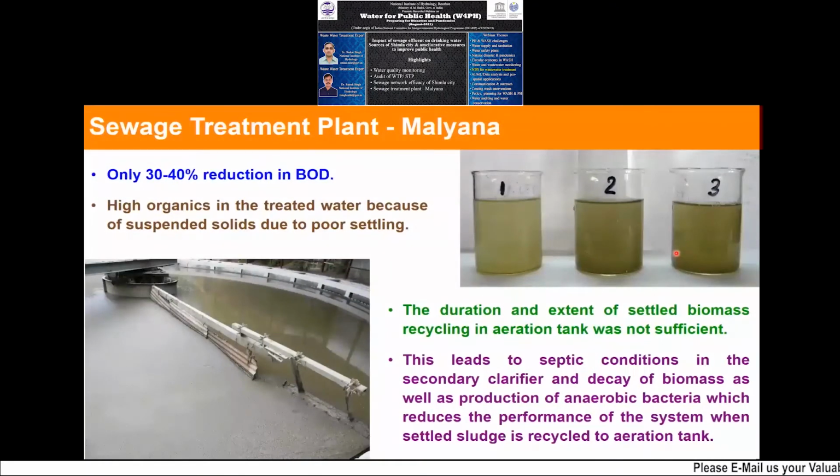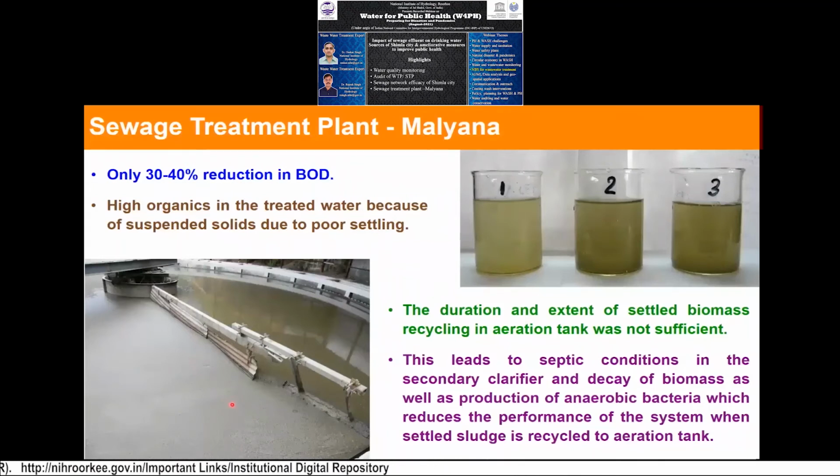So, coming to the results, we found that only 30 to 40% reduction in BOD is taking place. This high organics in the treated water was because of suspended solids due to poor settling. Here, if you see, this is the secondary clarifier. Generally, such a high concentration of scum is not encountered in the secondary clarifier.